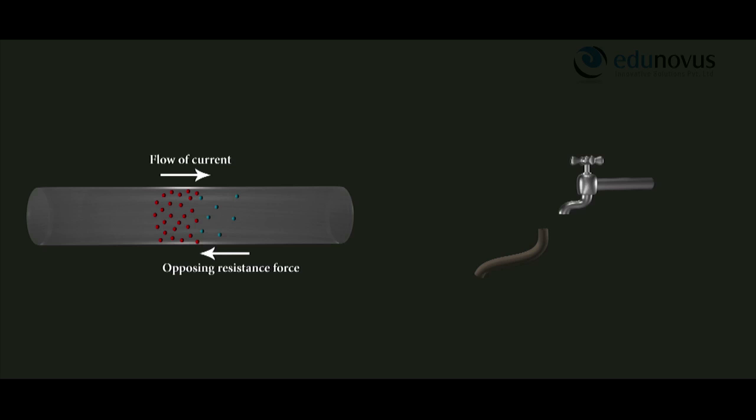Consider a water tube with a free end and another end of it is connected to a tap. If we allow the water to flow through it, the flow of the water will not be obstructed and the water flows easily. If we place a rubber cork with a small hole at the end of the tube, the flow of the water becomes slow due to obstruction. Here, the rubber cork acts as a resistance and it is opposing the flow of water in the tube.